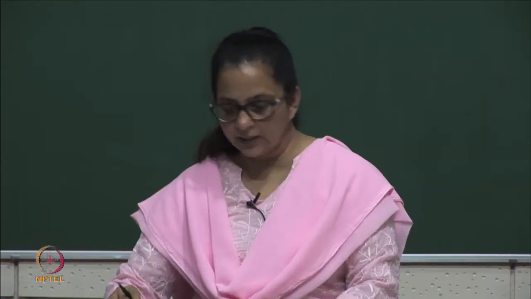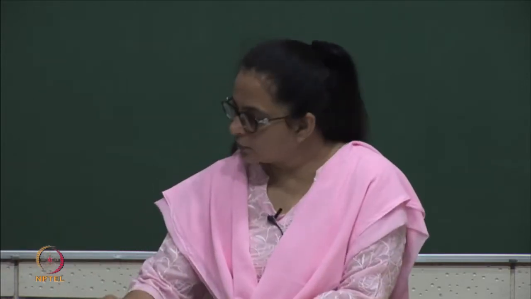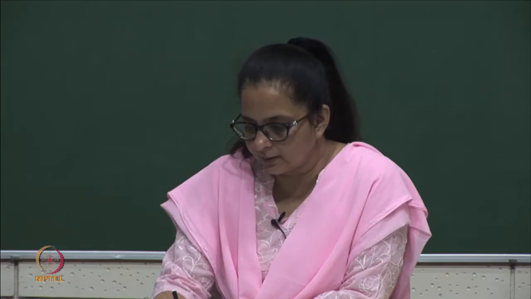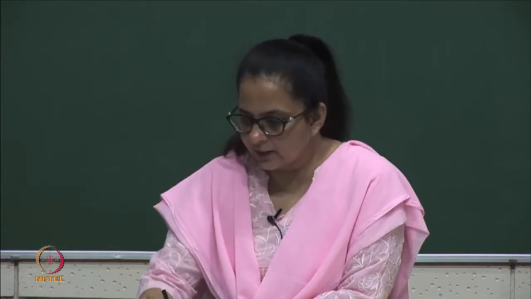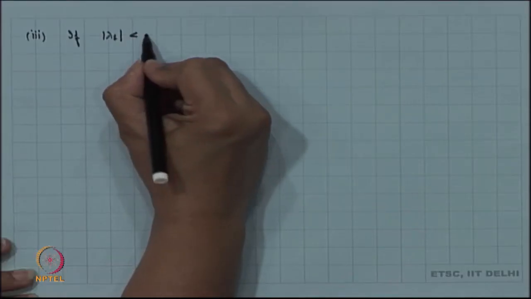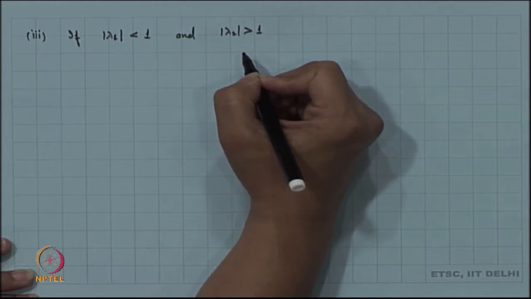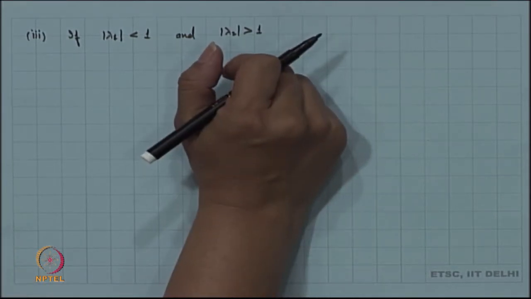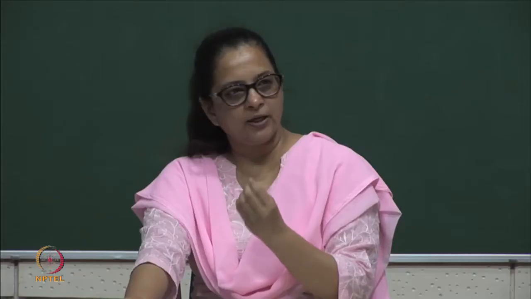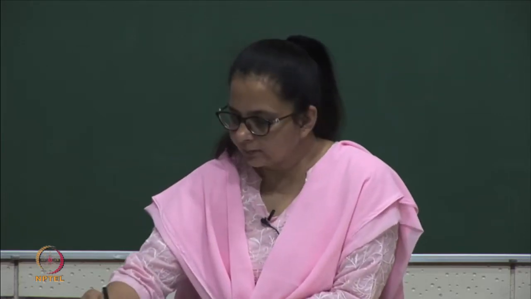Now, there is a third criterion here where one of them can be greater than 1 and one of them can be less than 1. So, we have a third sub case here, and that says that if my mod lambda 1 is less than 1 and mod lambda 2 is greater than 1. What happens in that case? It is being contracted in one direction and expanded in the other direction. So, your origin basically becomes a saddle. It is neither a sink nor a source, but it is a saddle. So, the origin is a saddle.